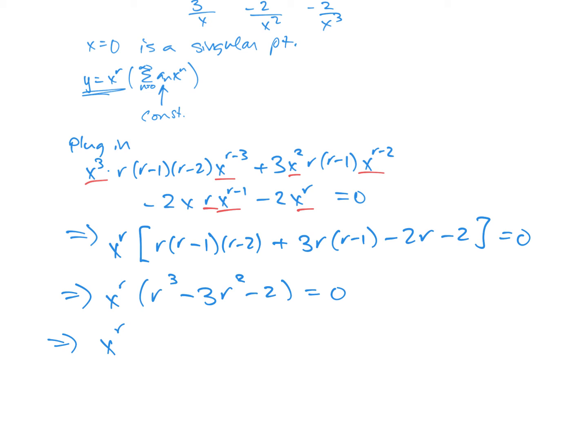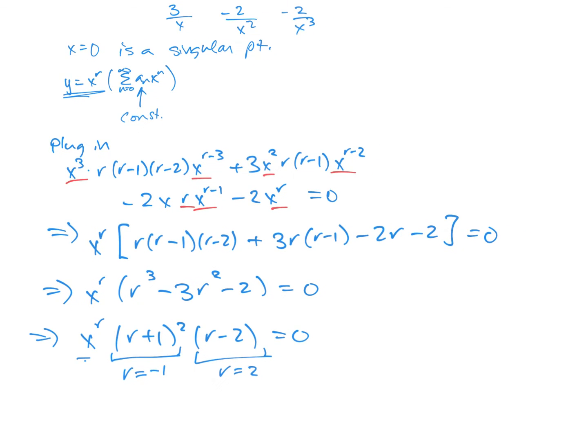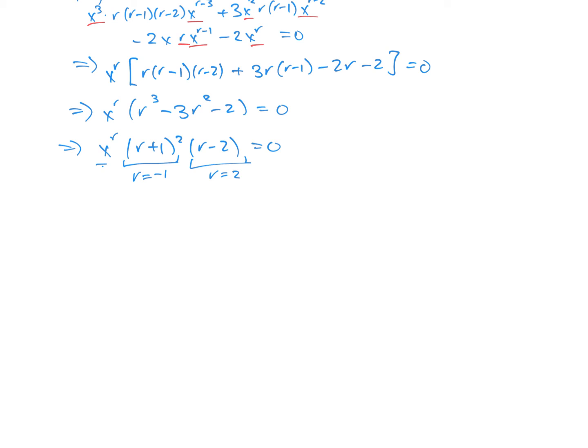So we have x to the r times r plus 1 squared times r minus 2 equals 0. So x to the r is never 0. So the solution has to be either r equals -1 or r equals 2. Because this is a third order equation, we need 3 linearly independent solutions. We have y1 equals x squared, y2 equals x to the -1.